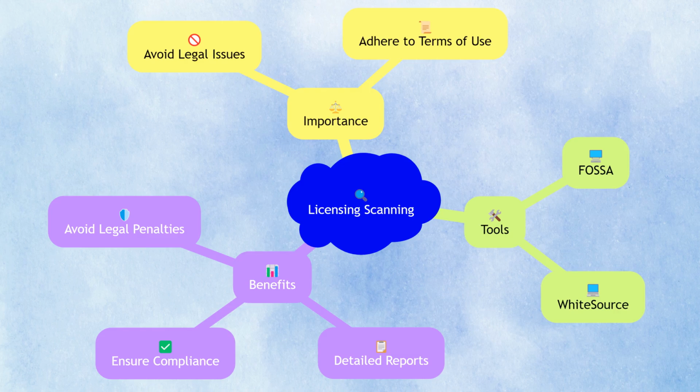Licensing scanning involves checking your software and its dependencies for compliance with open-source licenses. This is important to avoid legal issues and ensure that you are adhering to the terms of use for third-party libraries. Tools like FOSSA and WhiteSource can automate licensing scanning, providing detailed reports on license compliance. By implementing licensing scanning, you can ensure that your software is legally compliant and avoid potential legal penalties.